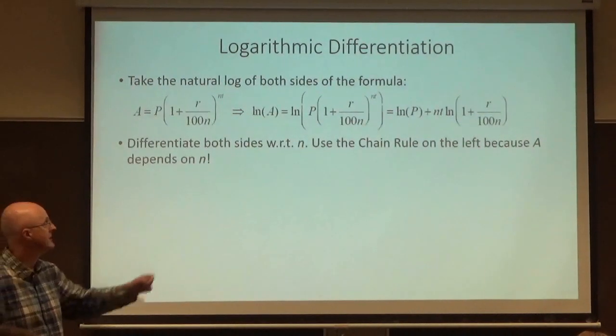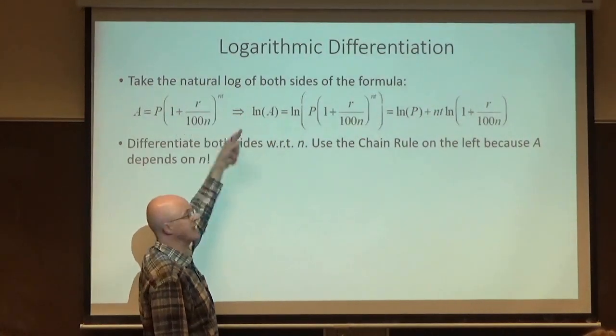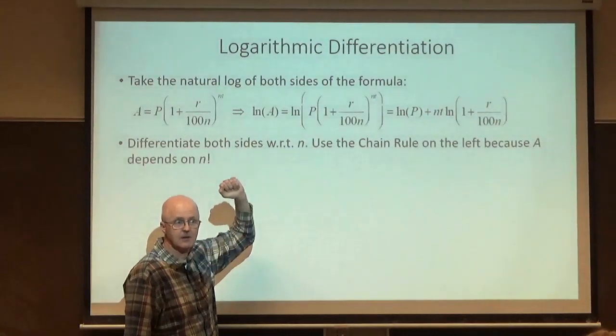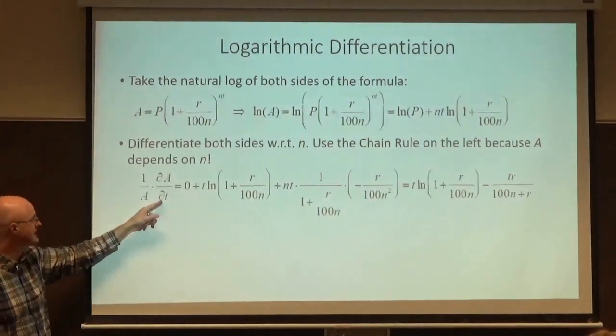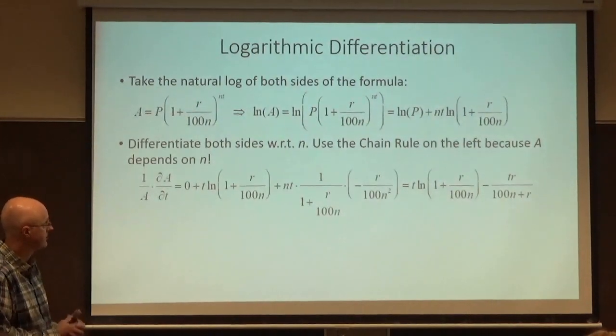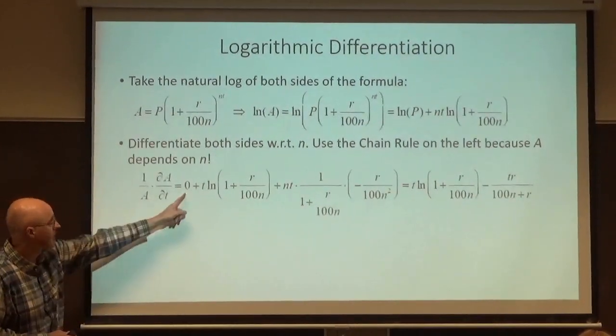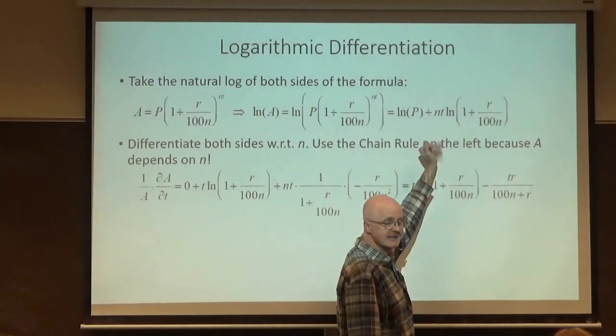On the left, we need the chain rule, though, because a depends on n. You could replace this with a function name, if you prefer. 1 over a times the derivative of a with respect to t. I'm going back to partial derivative notation because we are finding a partial derivative. 0 is the derivative of this with respect to n. There is no n there, and p does not depend on n.